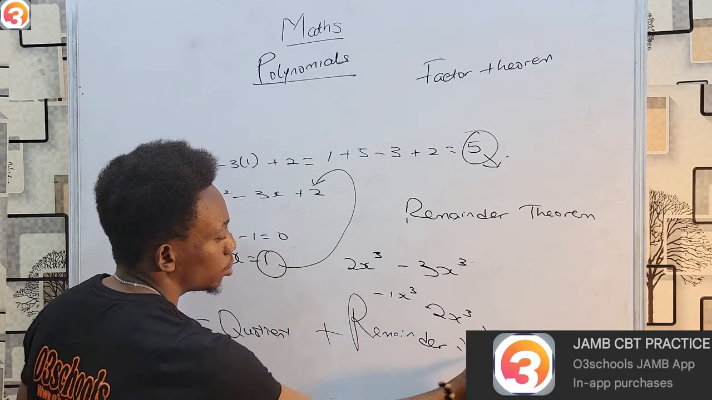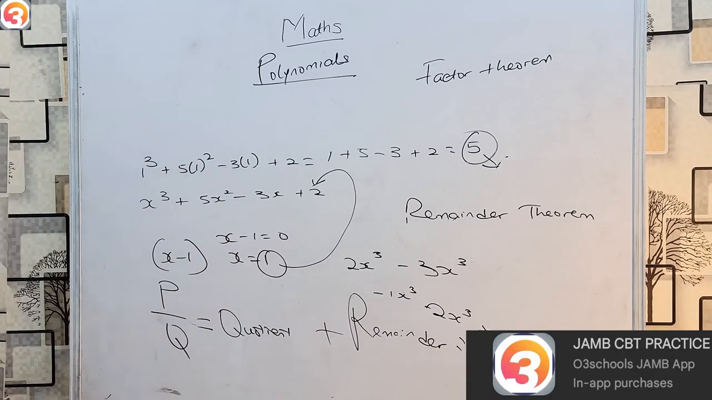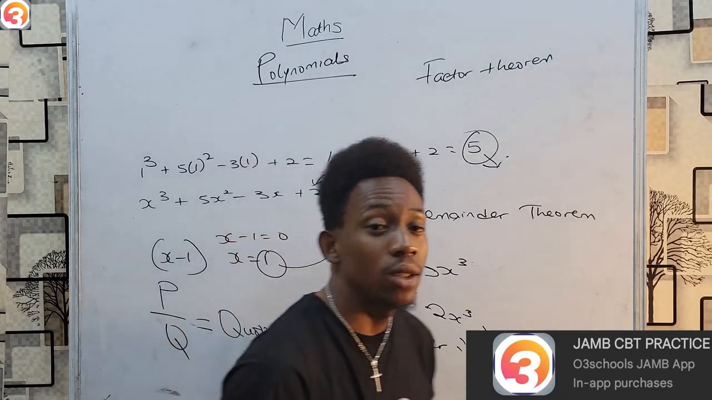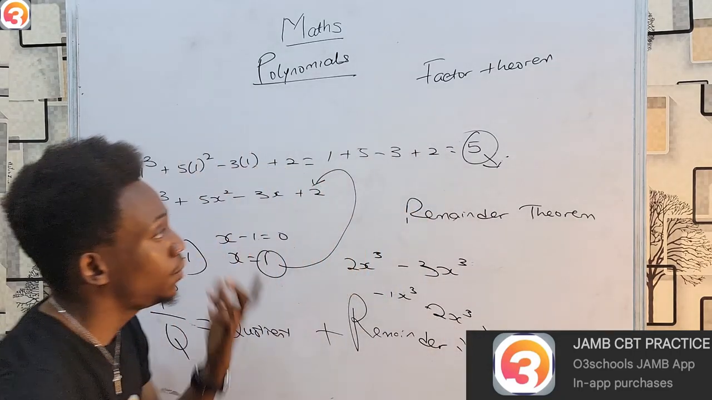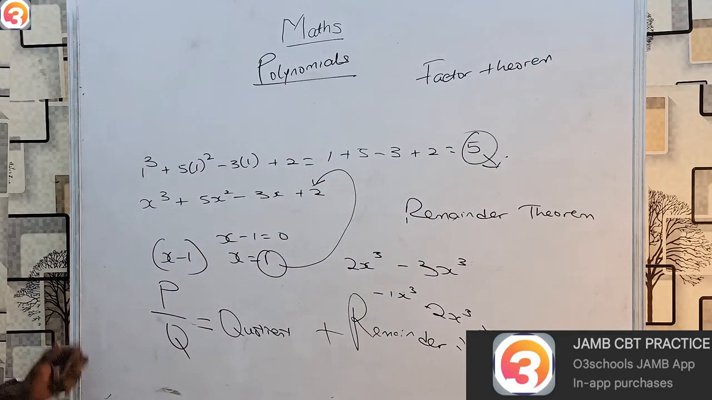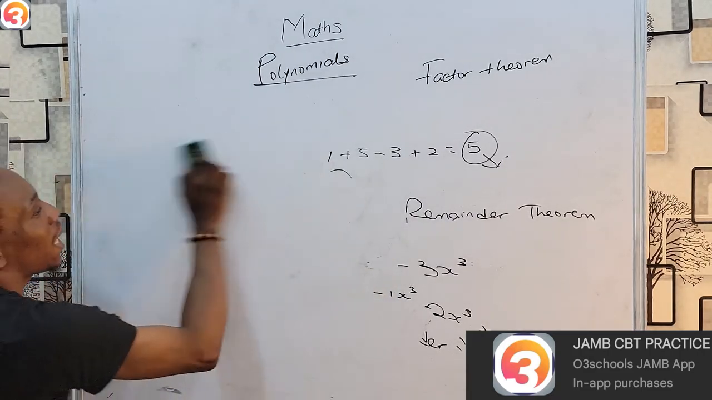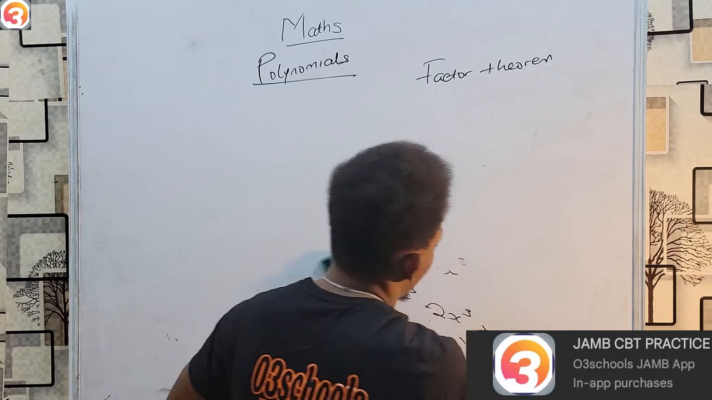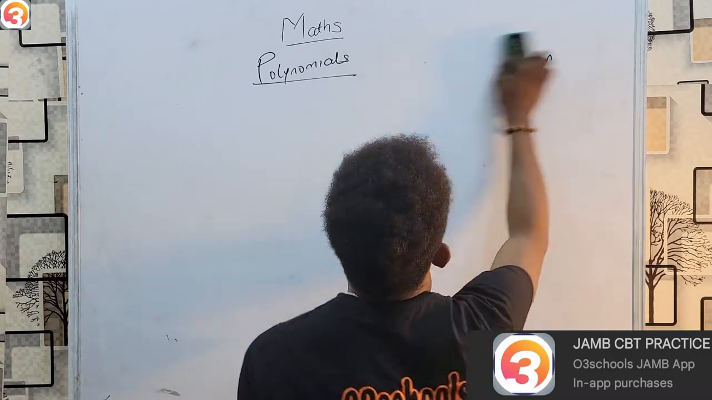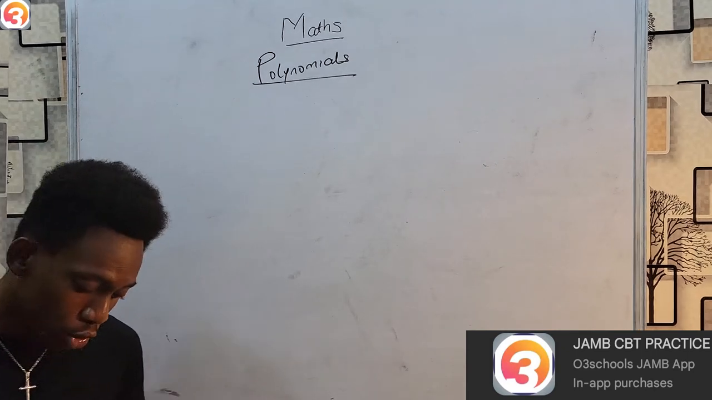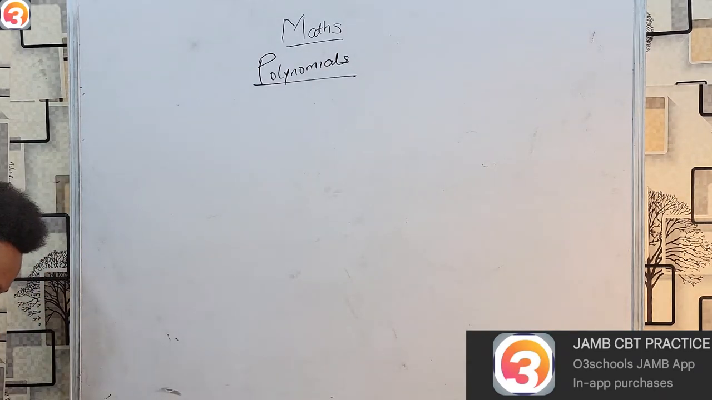X raised to the power 3 plus 3, 6. So we'll not treat multiplication, addition, and subtraction. We'll try to start on division. Then we'll look at how to get the roots. And we shall also take a look at factor and remainder theorems. So let's go see some questions on our O3 Schools JAMB app.